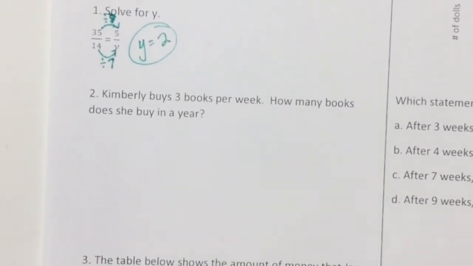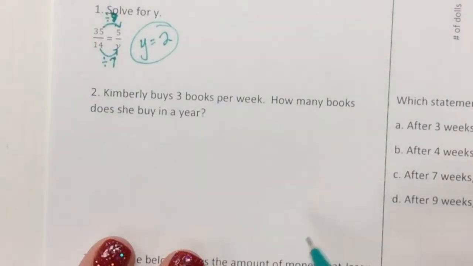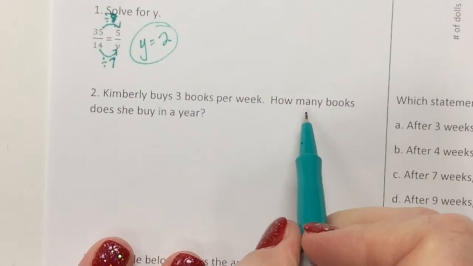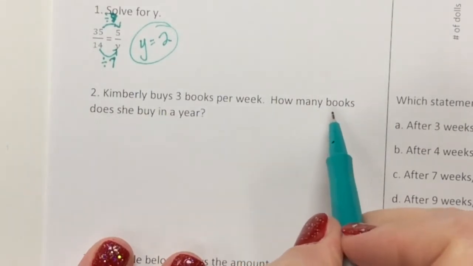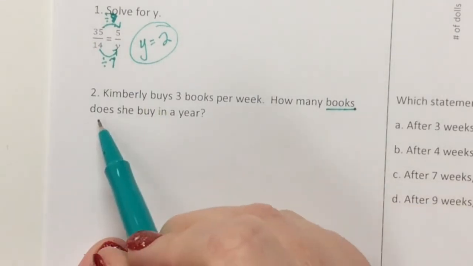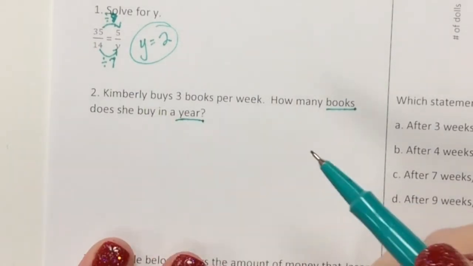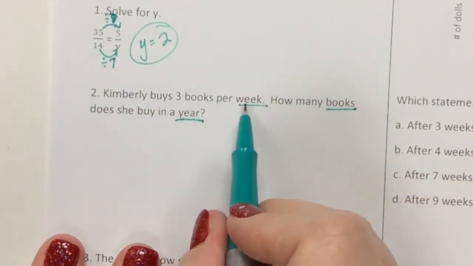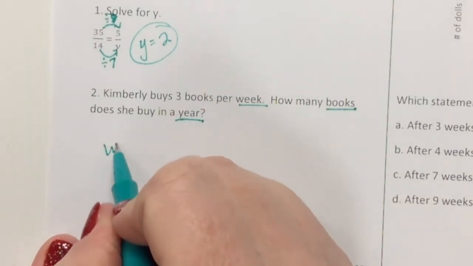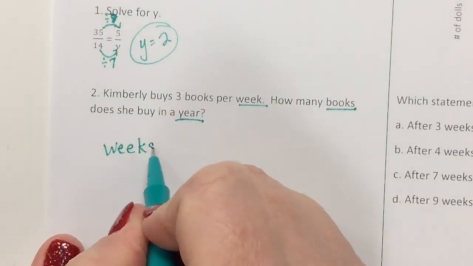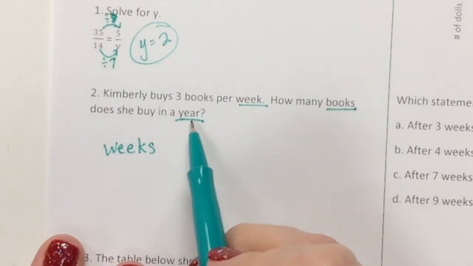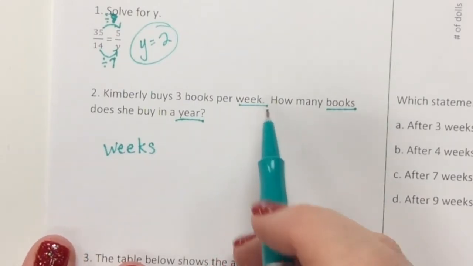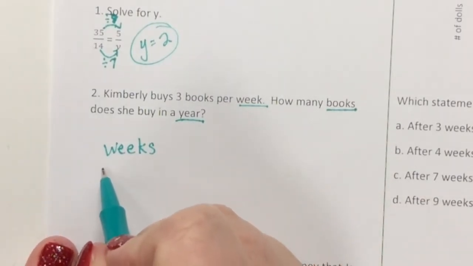Next, Kimberly buys 3 books per week. How many books does she buy in a year? So what we're comparing here, we go to our question and look at what it's asking. We're looking at the number of books and then the time, because we're dealing with weeks and years and books. So I would begin with weeks. That's a smaller unit instead of years, because 52 weeks is a year, but if I list it as years instead of weeks, it's going to be 1 out of 52. It's a fraction, and we don't want to deal with that.